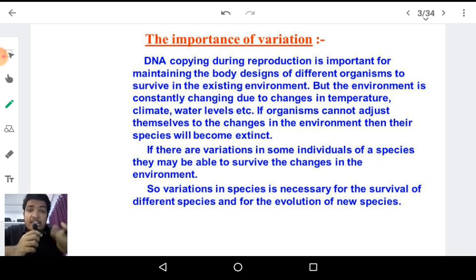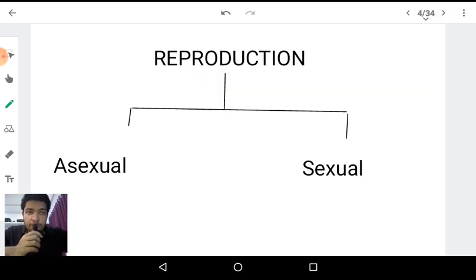Now, why are these variations essential? Variations are essential so that there can be evolution. So variations in species are necessary for the survival of different species and for the evolution of new species. So now let's start with the process of reproduction.